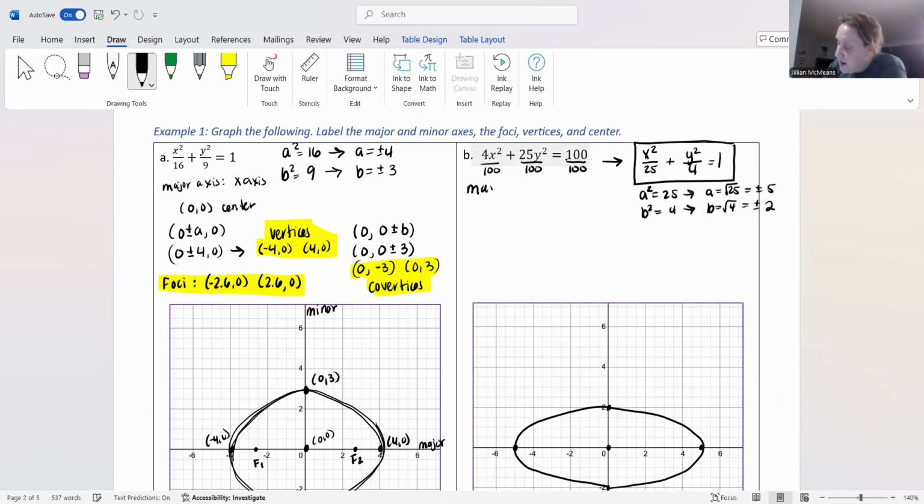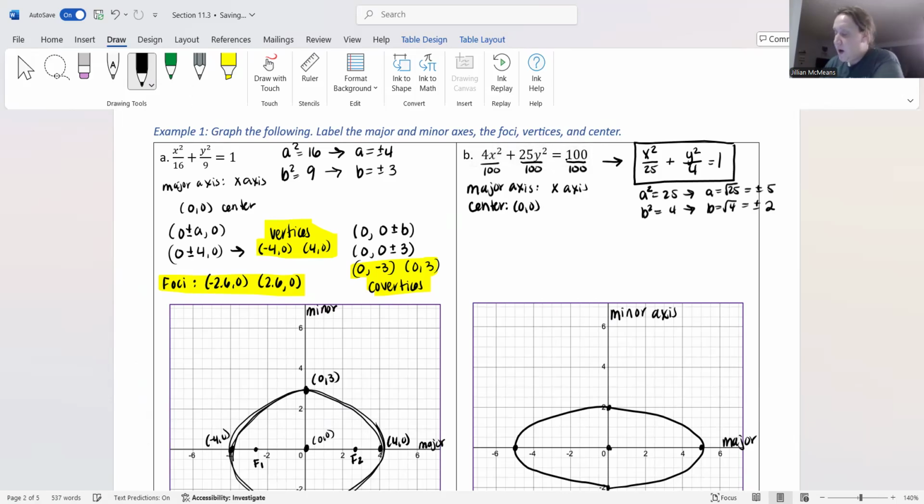So we're going to say the major axis is the x-axis, and you can see that here. Let's label this: this is the major axis, and this is the minor axis. We don't have to do a lot to label the center. We know the center because of the format here. We don't have x plus or minus, we don't have y plus or minus. There's no transformations here, so the center is just the origin.